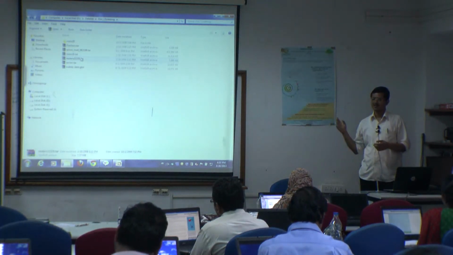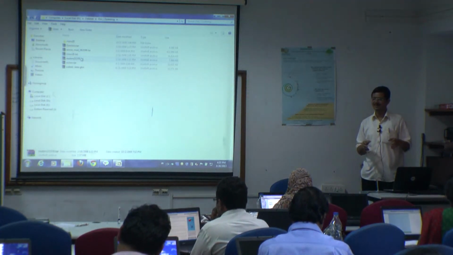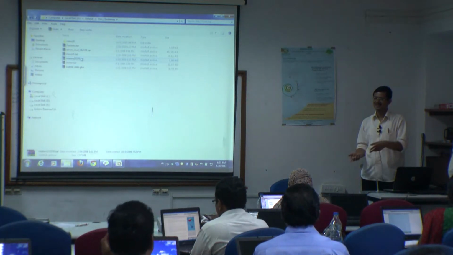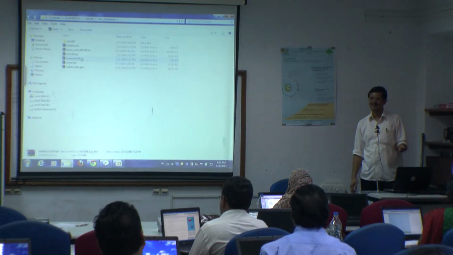I just forgot the number. The Newsgroup data set is very simple: 20 folders, each folder contains 1000 documents. So easy to remember.